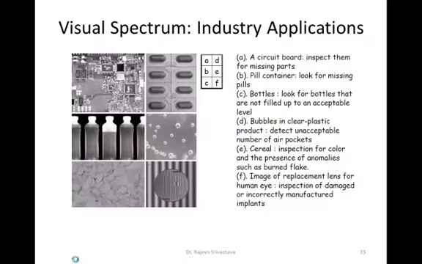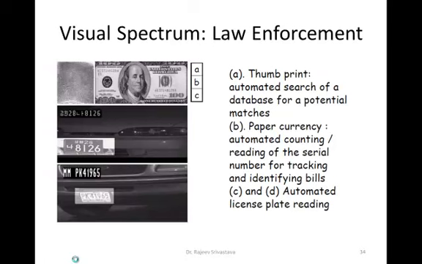Another example is the visual spectrum. Here it has a lot of industry applications. The figure shows a circuit board, pill container, bottles, bubbles, cereals, and an image of a replacement lens for humans. Visual spectrum application areas include law enforcement, for example analyzing thumbprints, paper currency, and automated license plates.